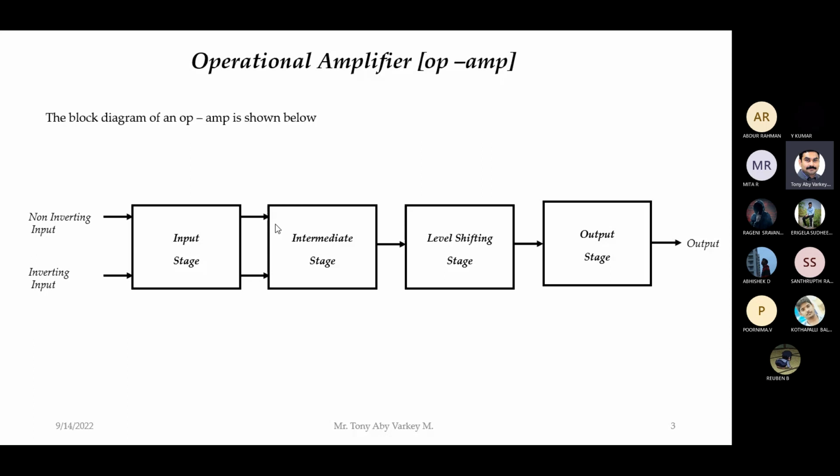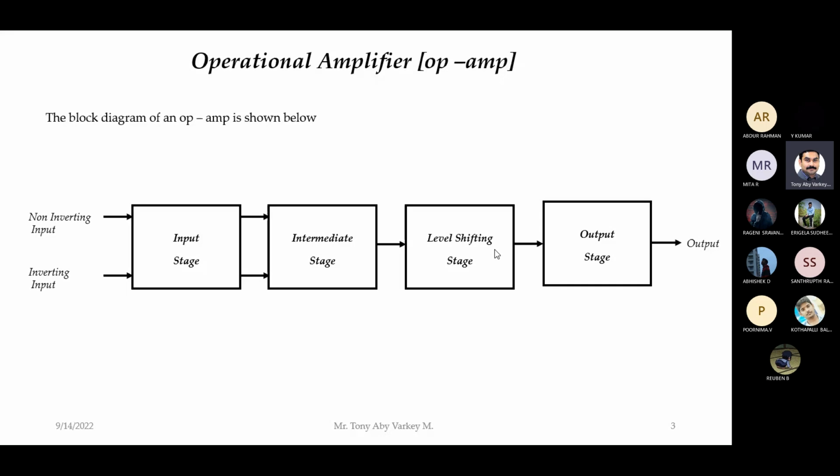Now, the first two stages will actually be giving the amplification. Okay, very high amplification will result from the first two stages. Then you have the level shifting stage. Why it is used is because of the direct coupling between the stages. Because one output is directly given to the input of the next stage actually.